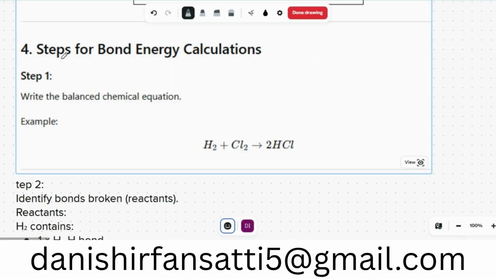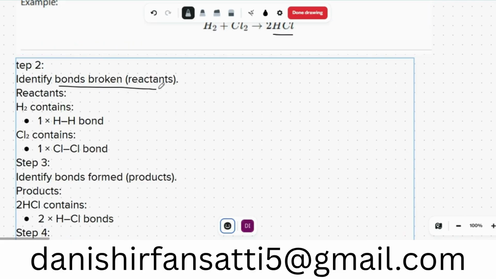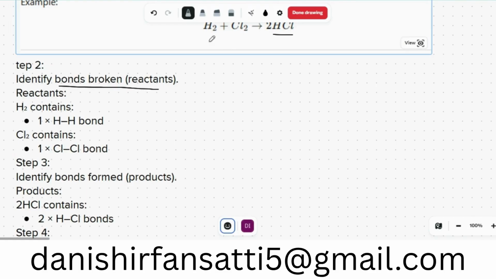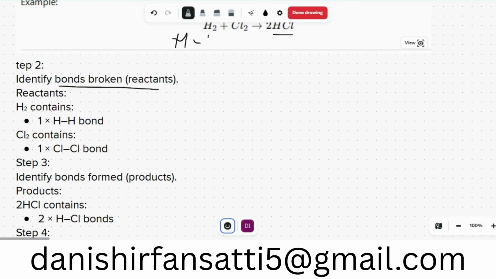Now, steps for bond energy calculation. Write the balanced chemical equation. For example, H2 plus Cl2 gives us 2HCl. Then identify the bonds broken. So there is one H-H bond plus one Cl-Cl bond, and that will give us the H-Cl bonds, 2 HCl.